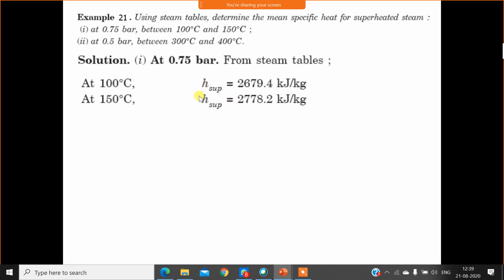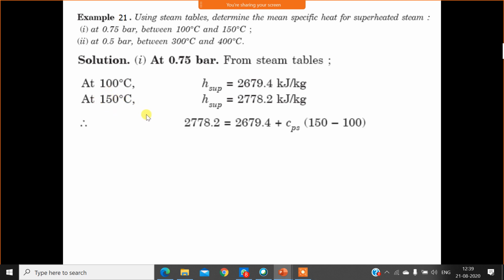But we have to calculate specific heat between these two temperatures. Therefore, we have to consider 100 degrees Celsius as the minimum temperature and 150 degrees Celsius as the maximum temperature of superheated steam. Therefore, minimum temperature we consider as the saturated temperature and 150 degrees Celsius as the superheated temperature.